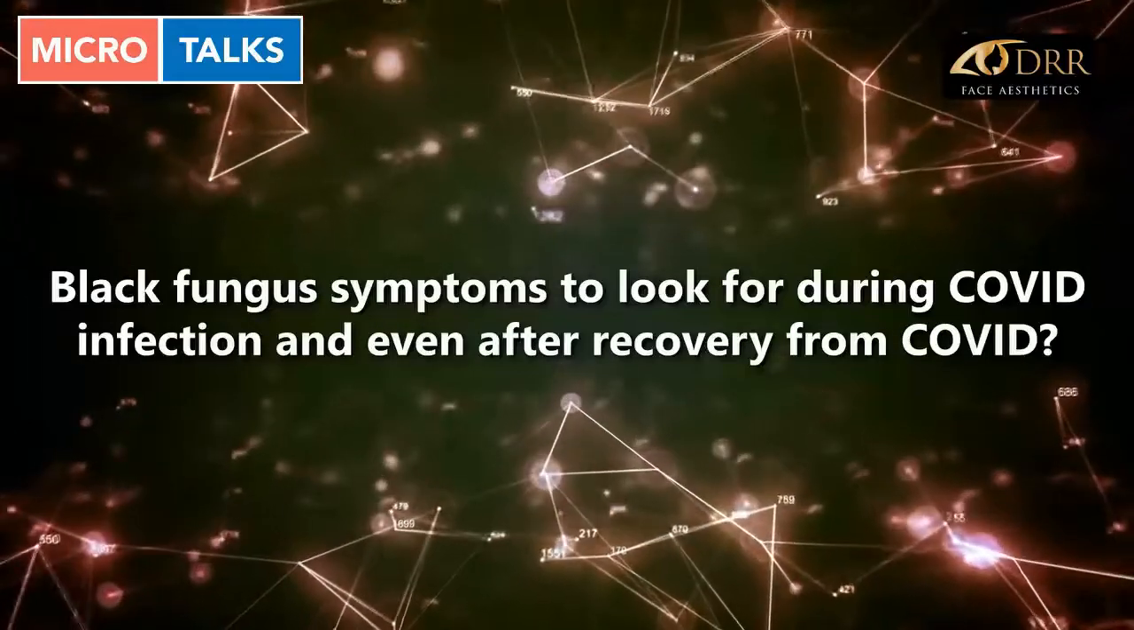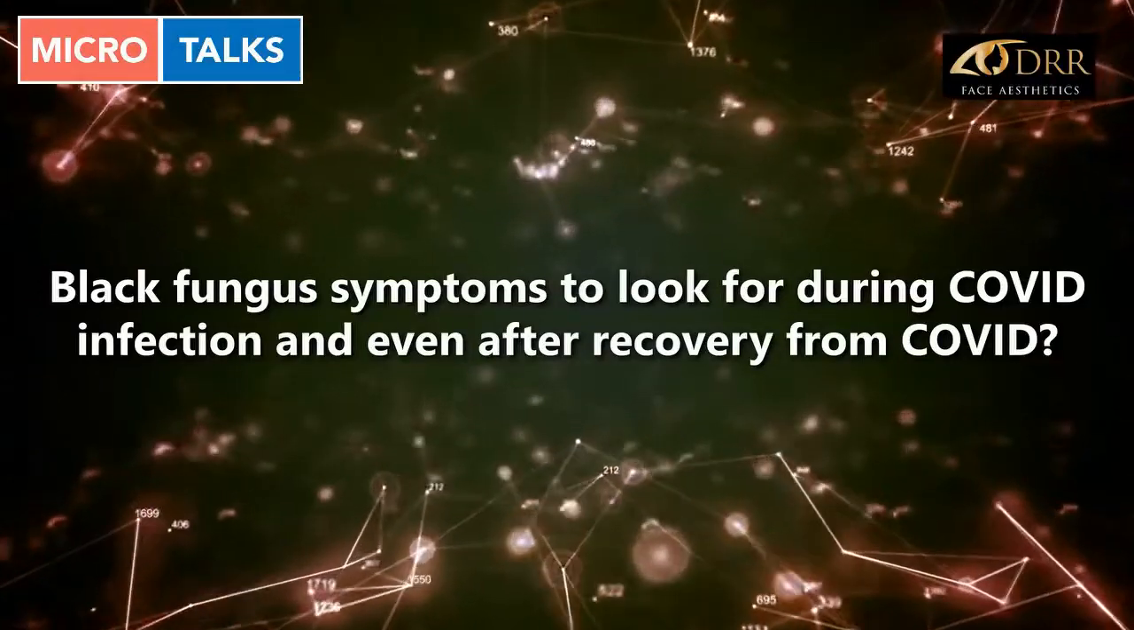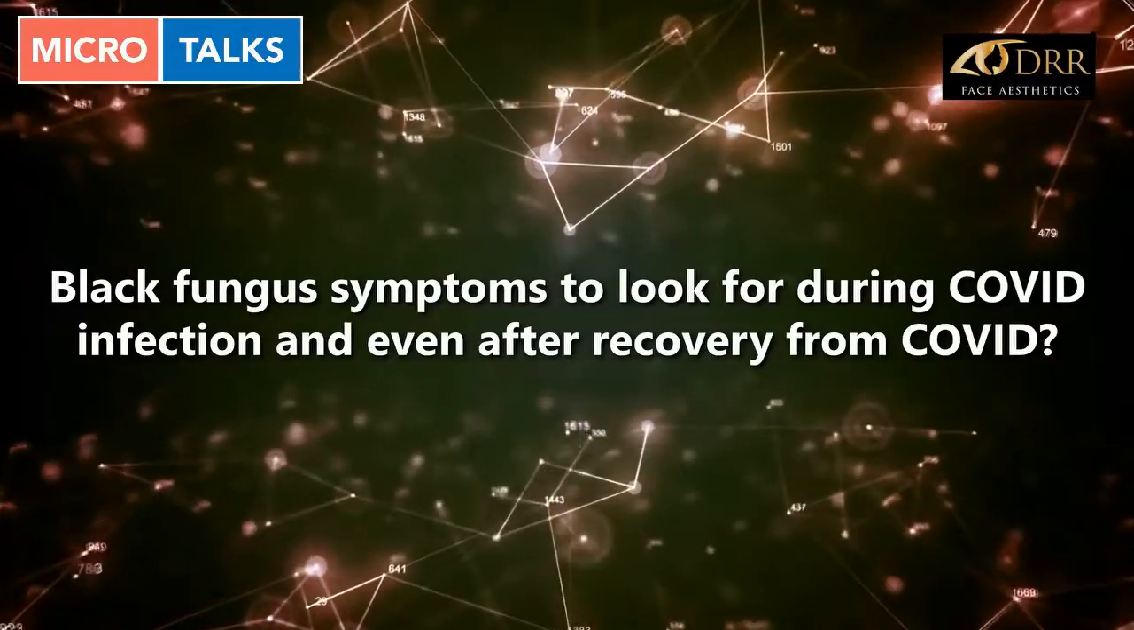Black fungus symptoms to look for during COVID infections and even after recovery from COVID. This black fungus starts in the nose, spreads to the sinus, then to the eye and then to the brain. So the earlier symptoms are seen in the nose. You will see blood tinged or dirty discharge from the nose. There can be nose block or nose stuffiness. There can be black spots seen inside the nose or on the roof of the mouth when you open the mouth. There can be face pain because the nerve supplying the face is affected.